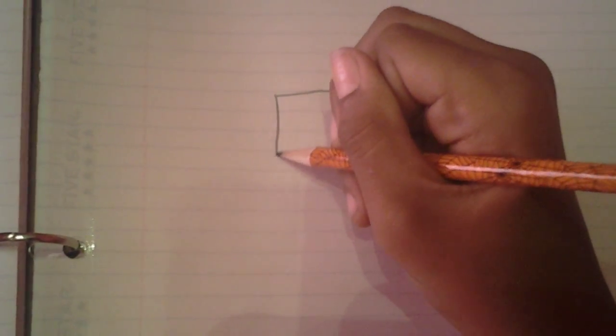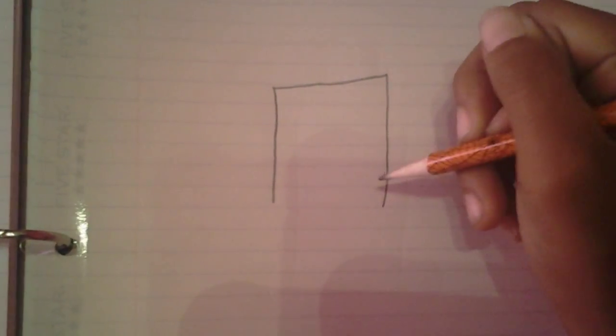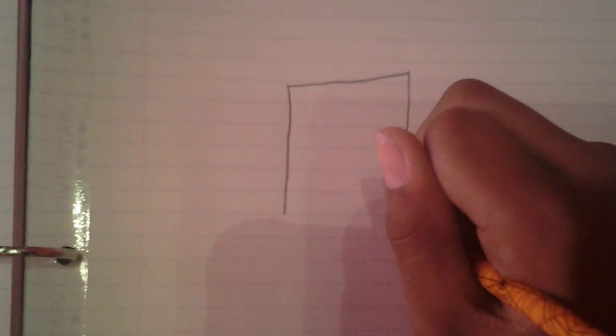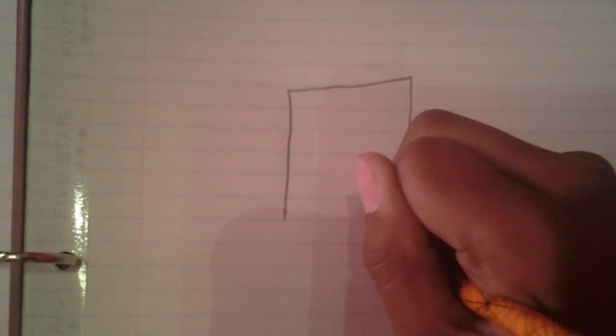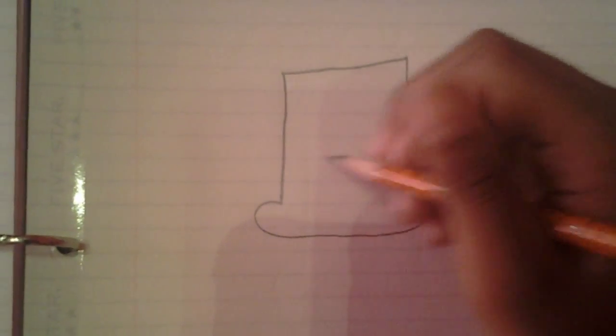So first we're going to draw a horizontal line there. Next we're going to draw two vertical lines on either side of the horizontal line. So next, it's not that tricky. We're just gonna draw a curve coming from the end of that there.